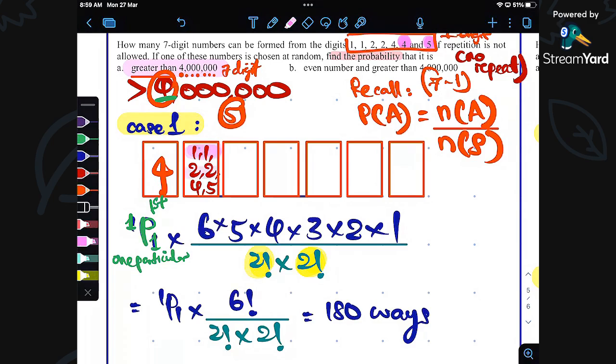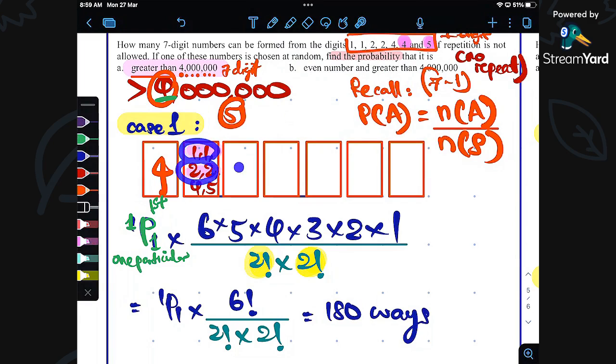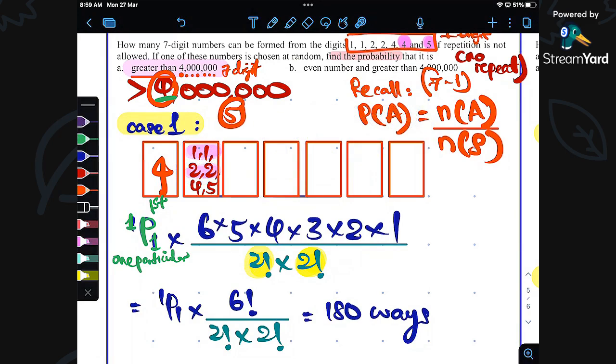Digit 1 and digit 2 have 2 similar objects. You remember this? Similar objects, I call them repeated objects. Yes, repeated objects. In my previous video, I called this the same repeated object. So repeated objects should be divided. Okay, we must divide it by the same identical object.